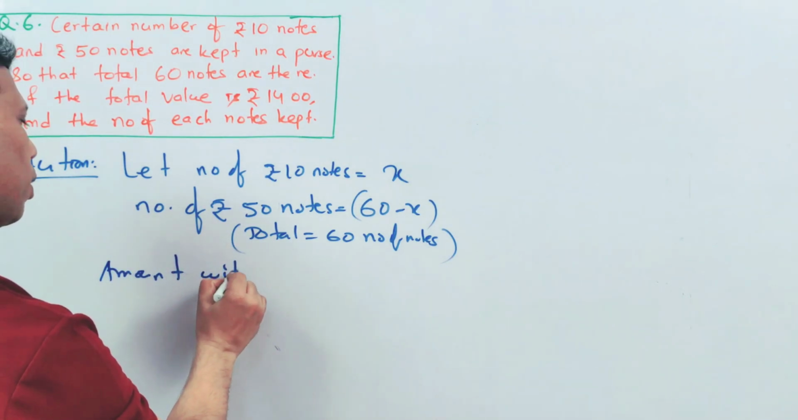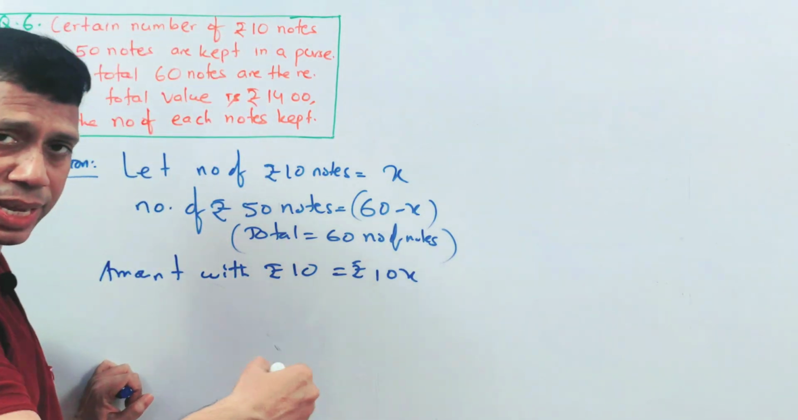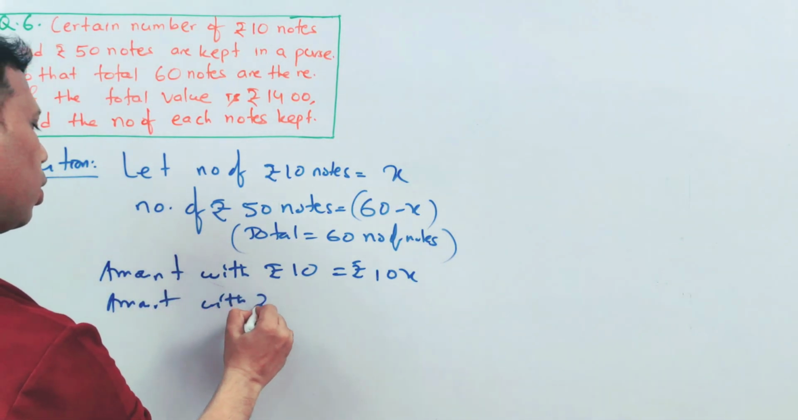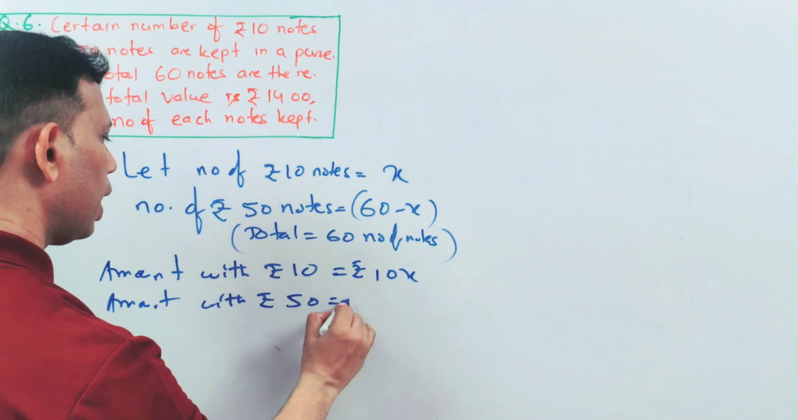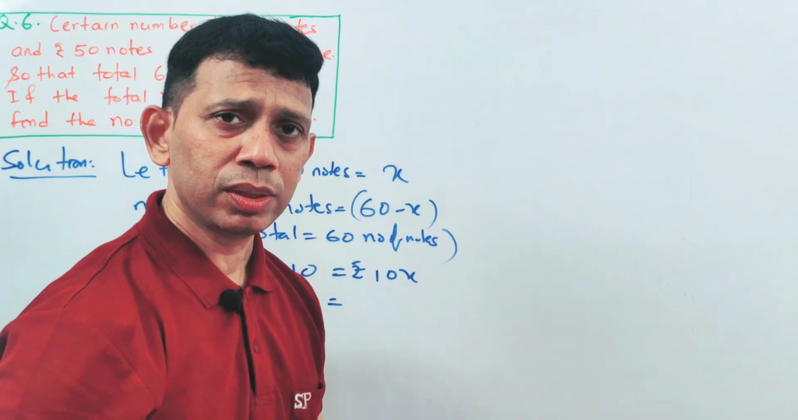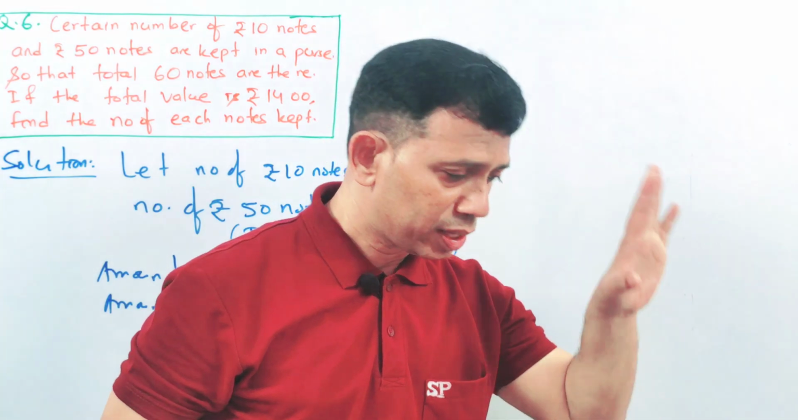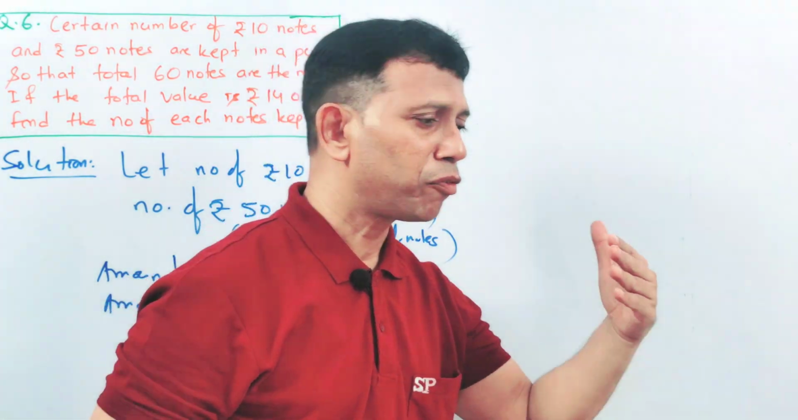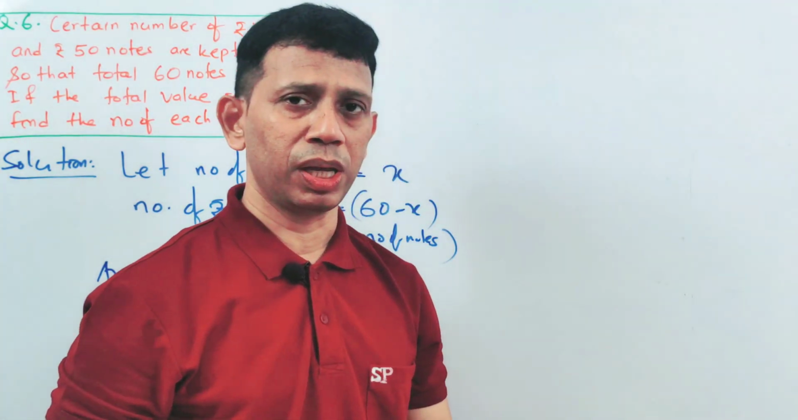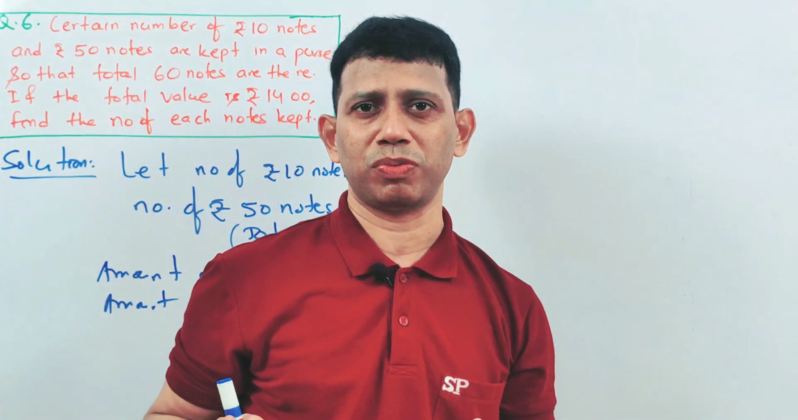So according to money, the amount with 10 rupee notes will be 10x rupees, right? And the amount with 50 rupee notes, how much? Again the same: as many 50 rupee notes as you have, that number into 50 rupees. One note is 50 rupees, two notes 2 into 50, three notes 3 into 50, four notes 4 into 50. You have 60 minus x notes of 50 rupees. So 60 minus x into 50 is the amount with 50 rupee notes, right?